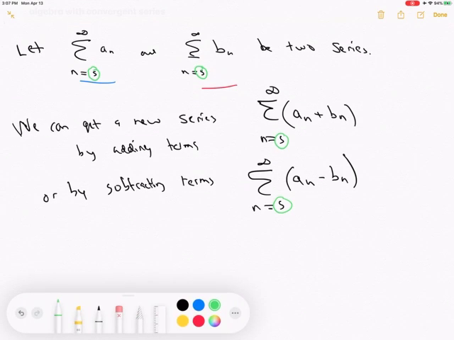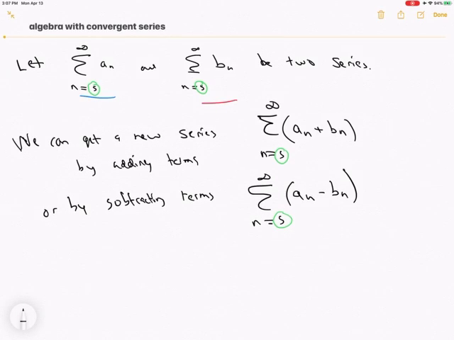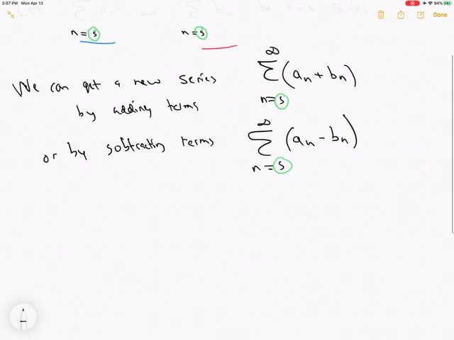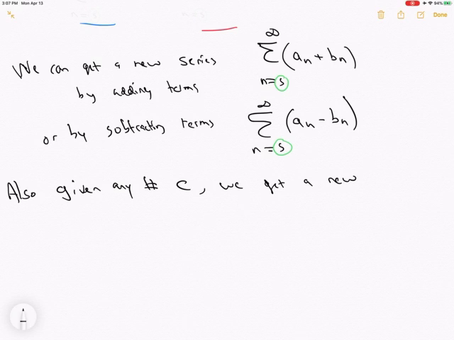So we can do this, and there's another thing we can do. If we have two series, we can add them or we can subtract them. Also, given any constant, given any number, say C, we can get a new series by just multiplying every single entry by the same number. So the original series, we're summing over all these terms, a_n, number 1, number 2, number 3, number 4, whatever, and we're just going to multiply them all by a constant, and then we sum them up.